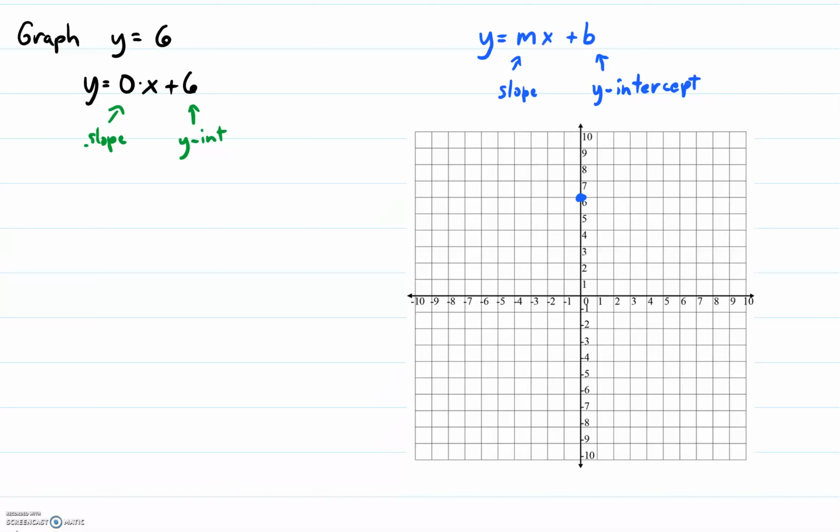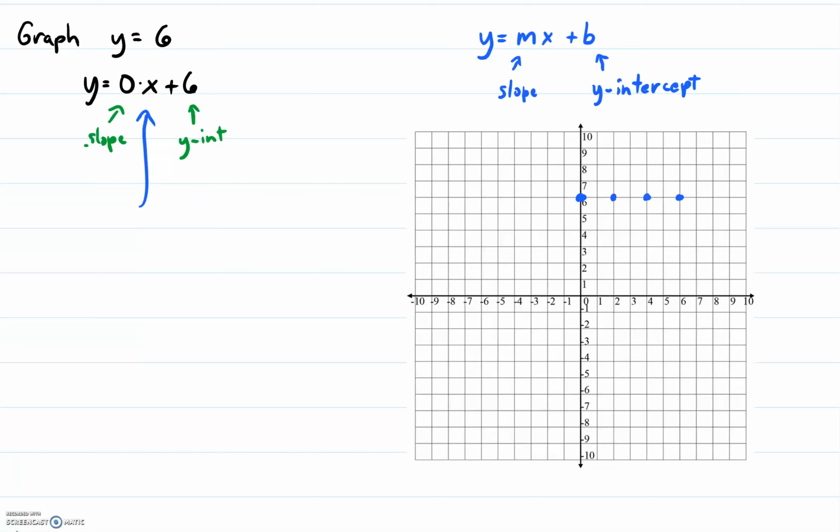So that means no matter what, we're always going to have a y-coordinate of 6, no matter what the x is. So another way of looking at this is whatever you plug into the place of x, if you plug 100 in there, if you plug -4 in there, 0 times whatever that is always going to be 0, plus 6 is always going to give you a y value of 6. So that's another way of interpreting this.